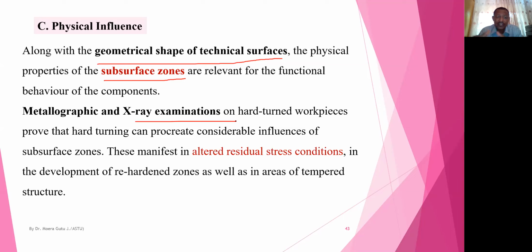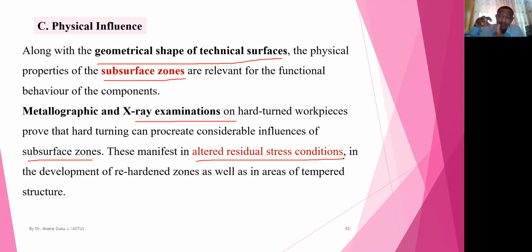What is the grain structure? Is it dendritic, fine grain, or coarse grain? We have to examine by X-ray, X-ray examination or characterization, or energy dispersive spectroscopy or scanning electron microscopy can be used for characterization. This proves that hard turning can have a considerable influence on subsurface zones. This manifests in altered residual stress conditions.